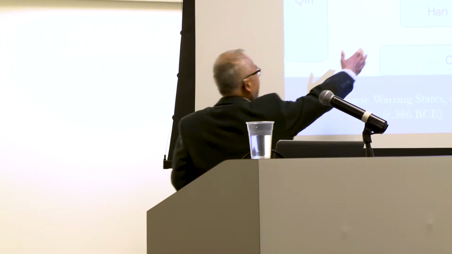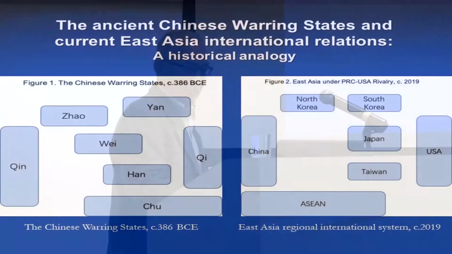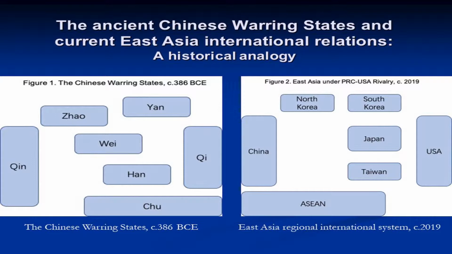Here you have Qin on the west, and you have Qi on the east, and in the middle you have Zhou, Yan, Wei, Han, and Chu. So I think people are familiar with this kind of map. Then we can look at current East Asian international relations also.